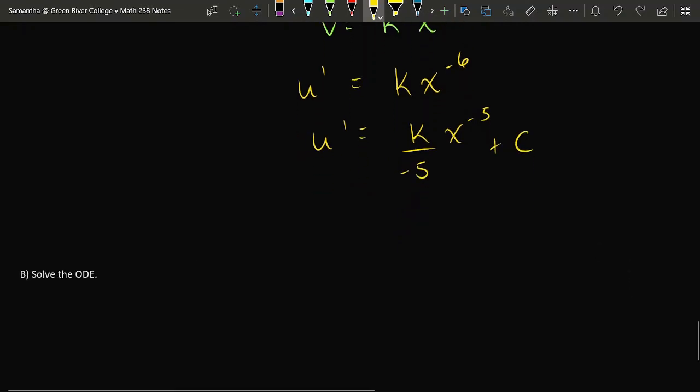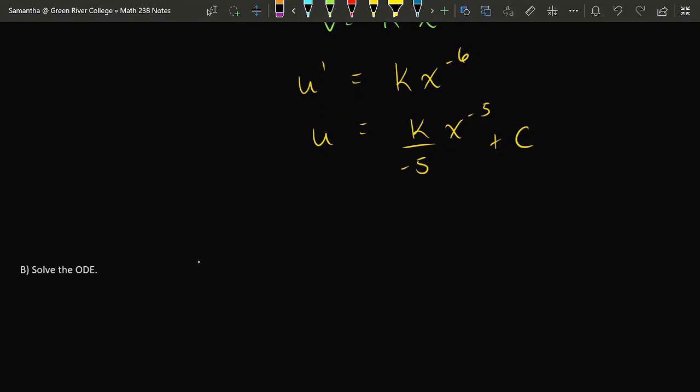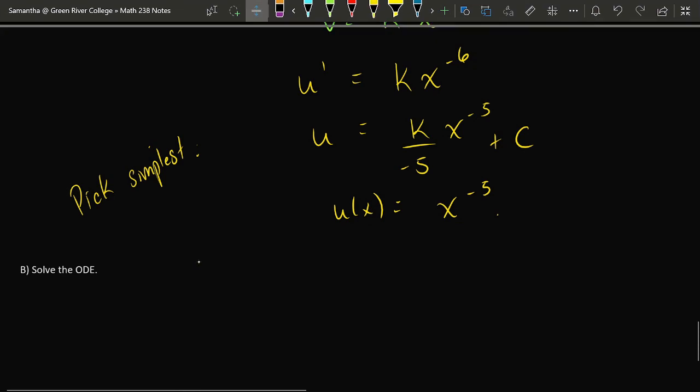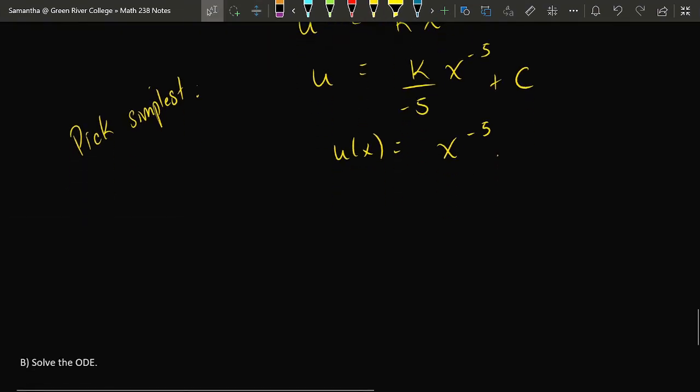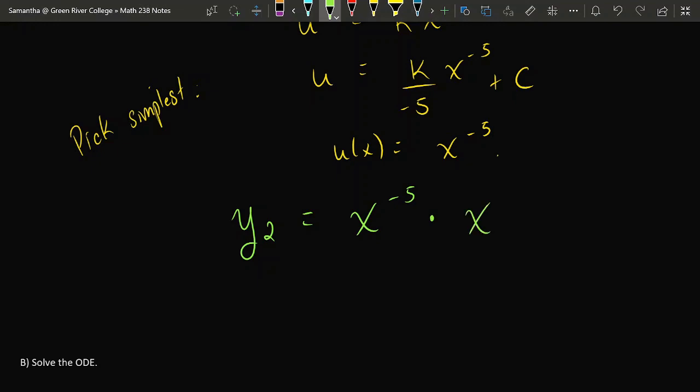And once again, we're really only looking for a single non-constant u. So let's go ahead and pick the simplest function of this form. Maybe u of x equals just x to the minus 5. Now that we've chosen the simplest version of u of x, we can get our function y sub 2. y sub 2 is equal to this simple choice of u of x multiplied by our original given function. So the second function, independent from the first, is just x to the negative 3.